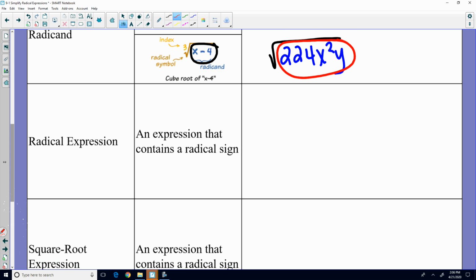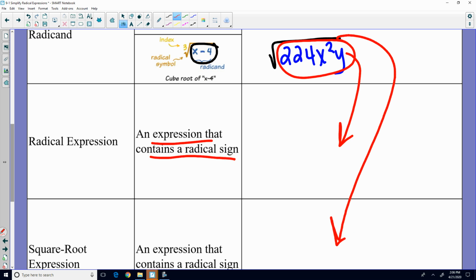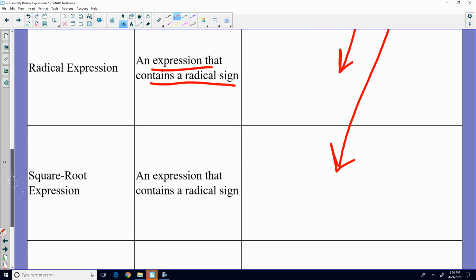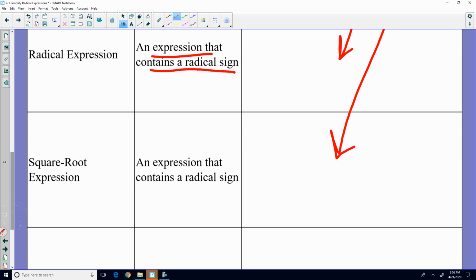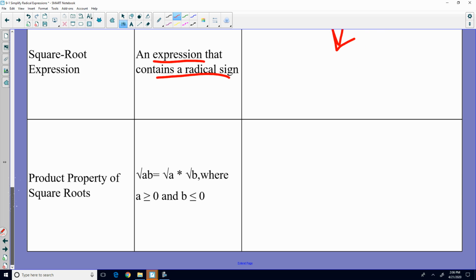So we're just going to draw some arrows here. All of these things we wrote already are radical expressions, an expression that contains a radical sign. Well, that's that thing up there, and it's the whole thing, though. Or it is a square root expression if we draw an arrow, and a square root expression is an expression that contains a radical sign. So it's the same terminology, both the same thing.